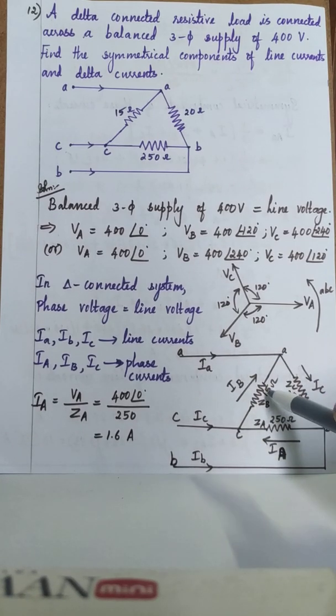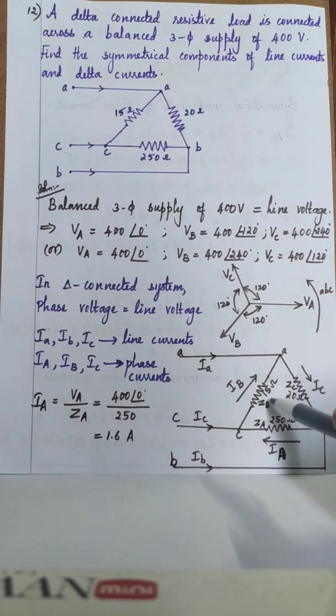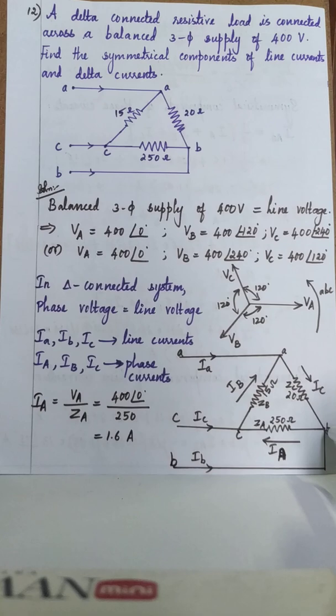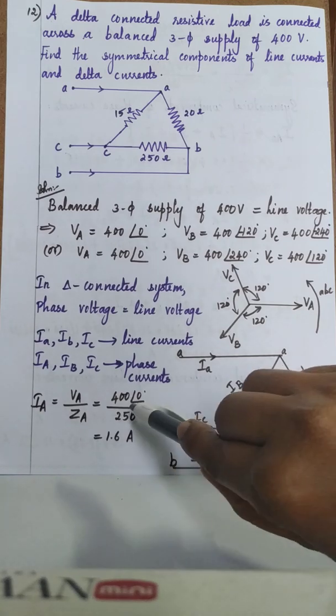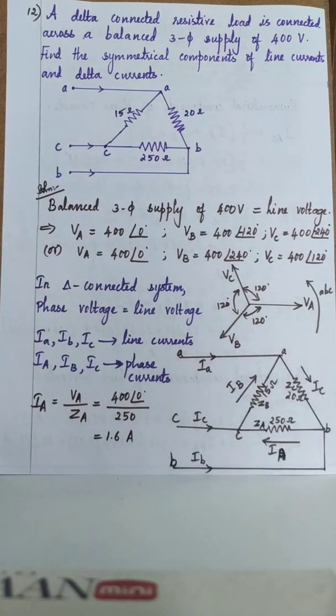In accordance with that, we have marked the impedances: 15 ohm as ZB as it is opposite to B, 20 ohm as capital ZC and 250 ohm as capital ZA. Now we know the resistance for each phase and the voltage across each phase, so using those two values we can find the current through each phase. The phase current I capital A is equal to V capital A divided by Z capital A, which is 400 angle 0 by 250, which is 1.6 amperes.